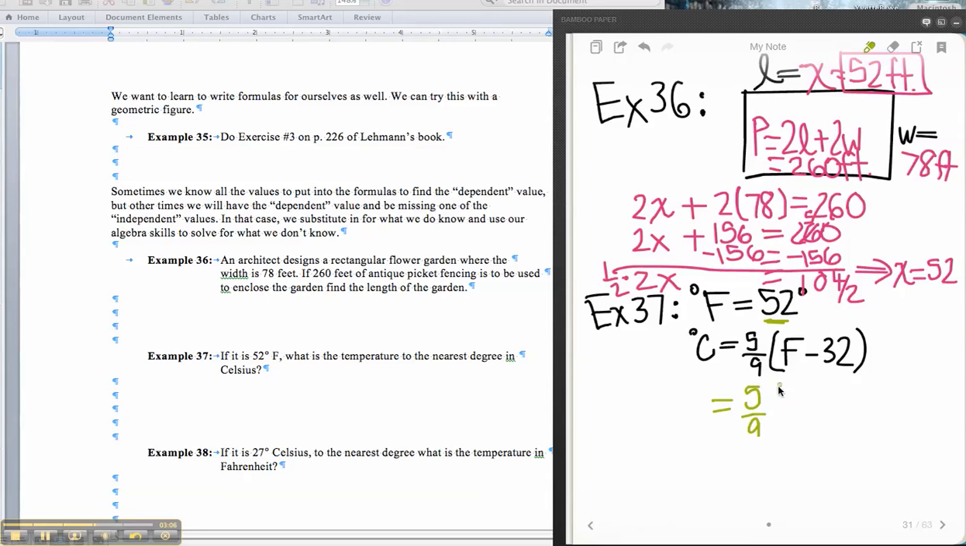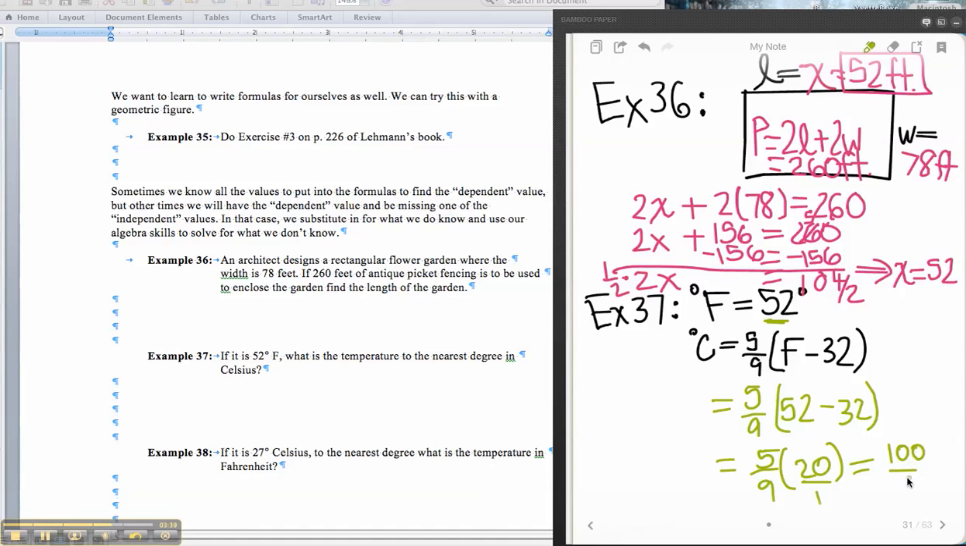So we have 5/9 in our Fahrenheit degrees, which is 52, minus 32, and that simply gives us an order of operations problem to find degrees Celsius. So 52 minus 32 is what's going to come first, so 52 minus 32, that's going to give us 20, and then we have 20 times 5/9. This is going to be rounded to the nearest degree, so we have 20 over 1, 5 times 20, which is going to give us 100.